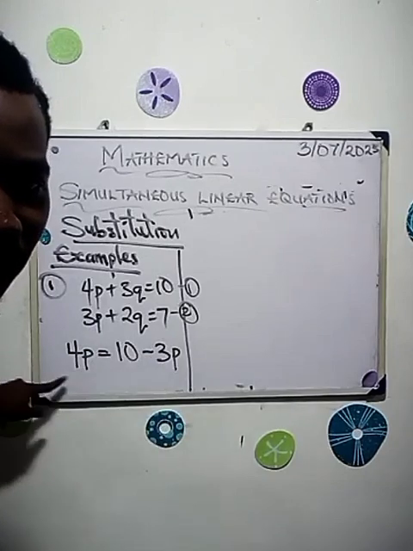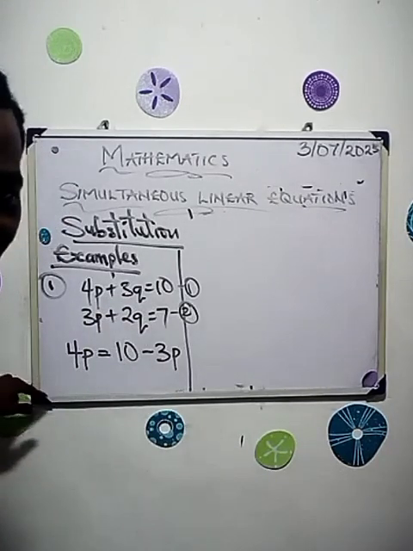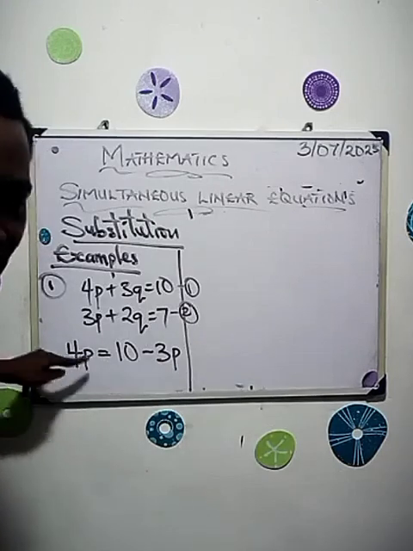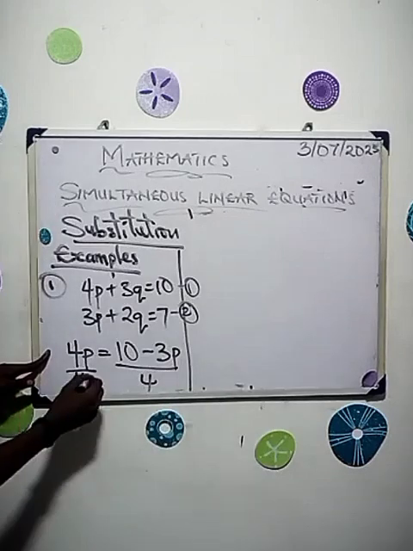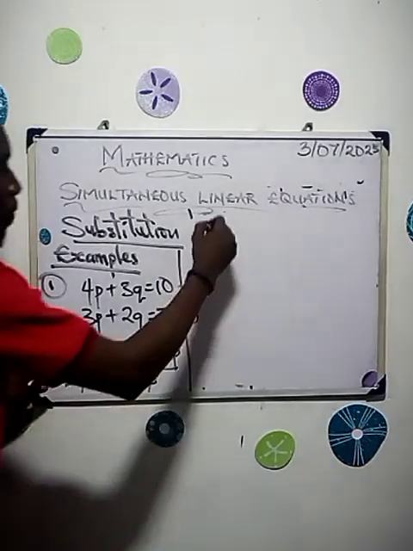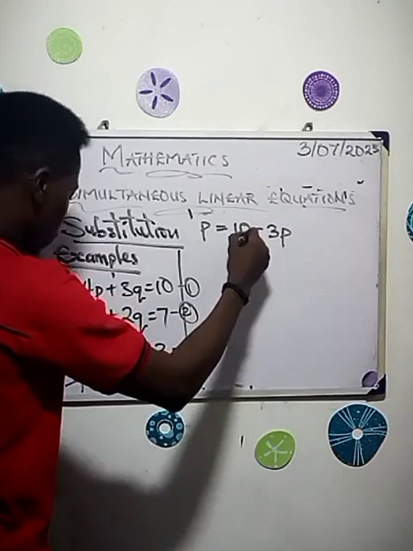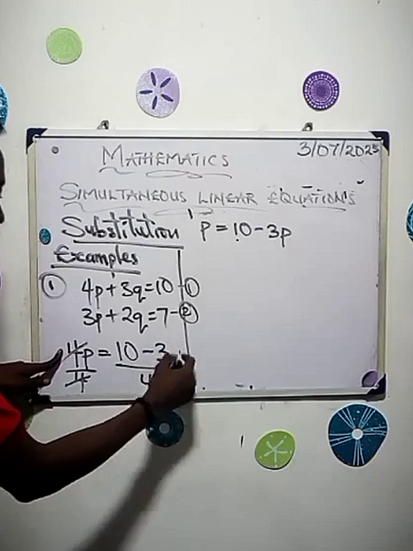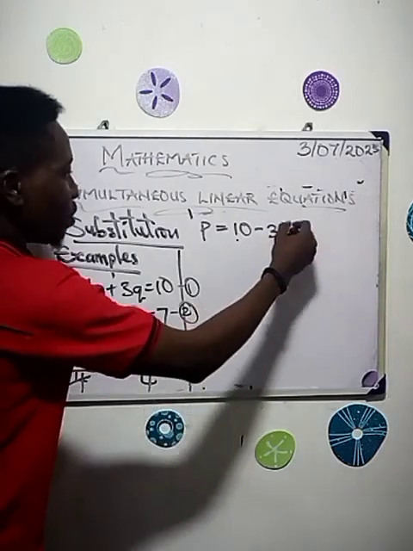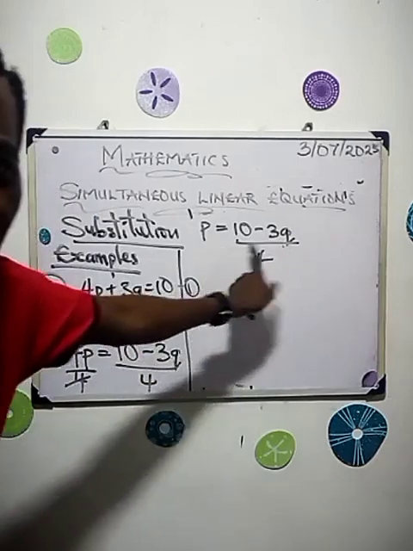Why can't we just try it ourselves? Okay, I'm going to give an exercise after this. So divide by 4, divide by 4: you have over 4 and over 4. The 4 cancels out 4, and now p equals 10 minus 3q over 4. So we've been able to make p the subject of the formula.